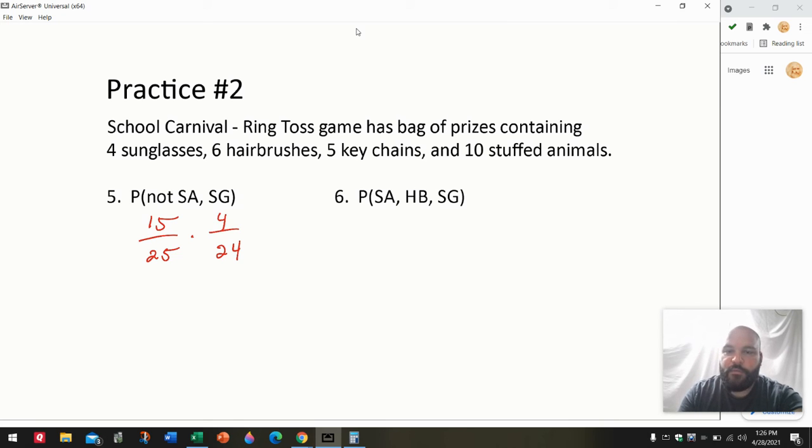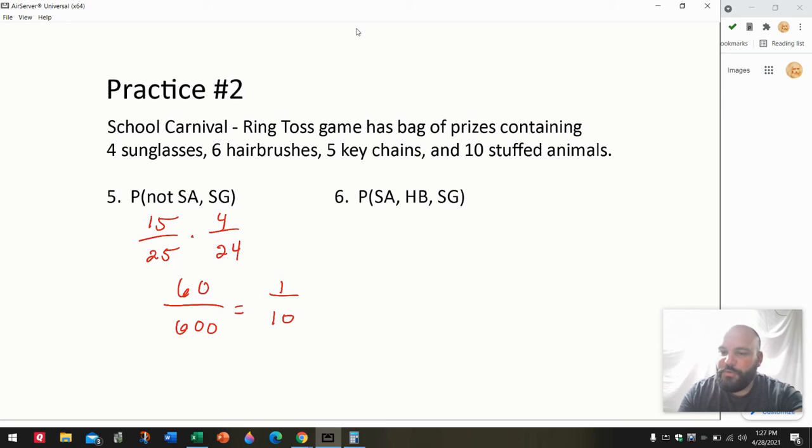So now that we have both of the fractions, because this is a compound probability, you need to multiply both of those together. And as we did before, we will multiply the top and the bottom. 15 times 4 is 60. And then 25 times 24 is once again 600. Now, both of those are divisible by 60, and you end up with 1 over 10. So your probability of picking something that is not a stuffed animal, followed by picking a pair of sunglasses, would be 1 out of 10 chance.